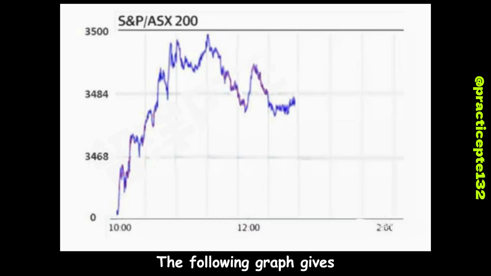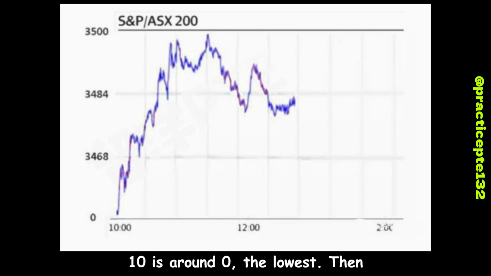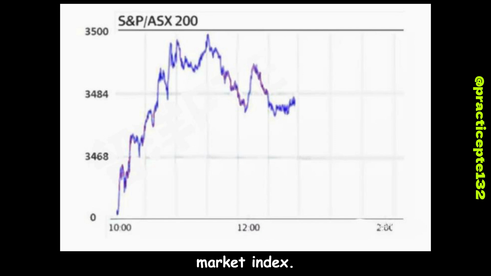The following graph gives information about S&P ASX 200, a share market index. You can see from this graph that the value of 10 is around 0, the lowest. Then that of 11 is around 3,490, which is higher. According to the graph, the highest one is around 3,500, and it occurs at 11:30. Finally, at 12:15 it is around 3,492, as the third peak. To sum up, this graph tells about a share market index.